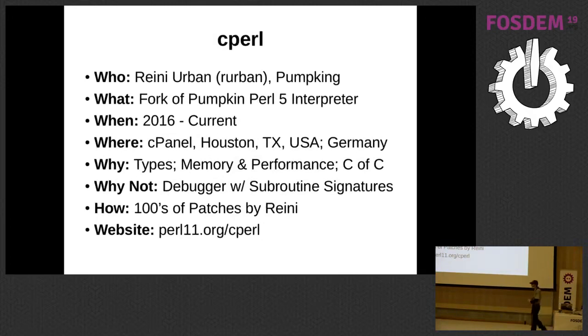So cPerl, this is Reini Urban. Okay, this is an actual fork of Pumpkin Perl. Only Reini would be crazy enough not to port, but to fork. And only Reini would be smart enough to do that, and only Reini would be loved and reviled enough by the Perl community to actually perhaps succeed. But that remains to be seen.